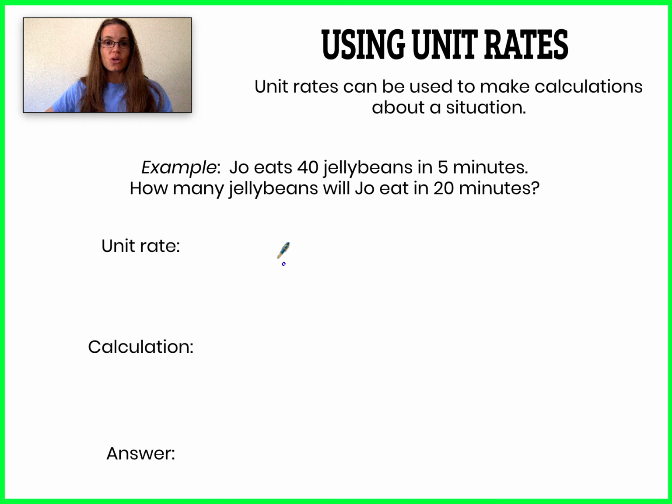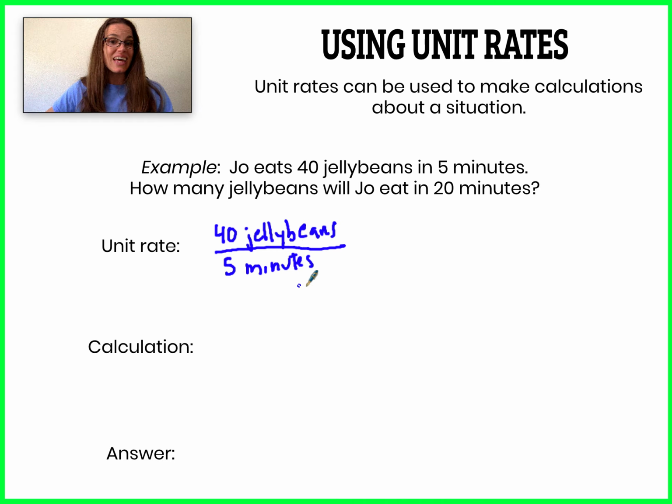In the situation, we are given a rate. The rate we are given is 40 jelly beans in 5 minutes. Remember, a rate is just two numbers with two different units. So we have a unit of jelly beans and a unit of minutes.